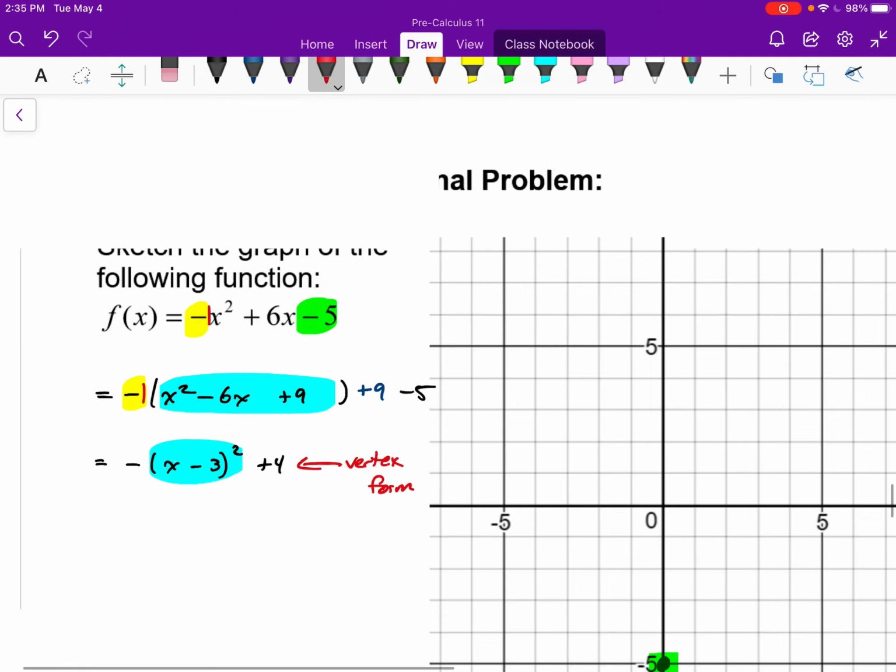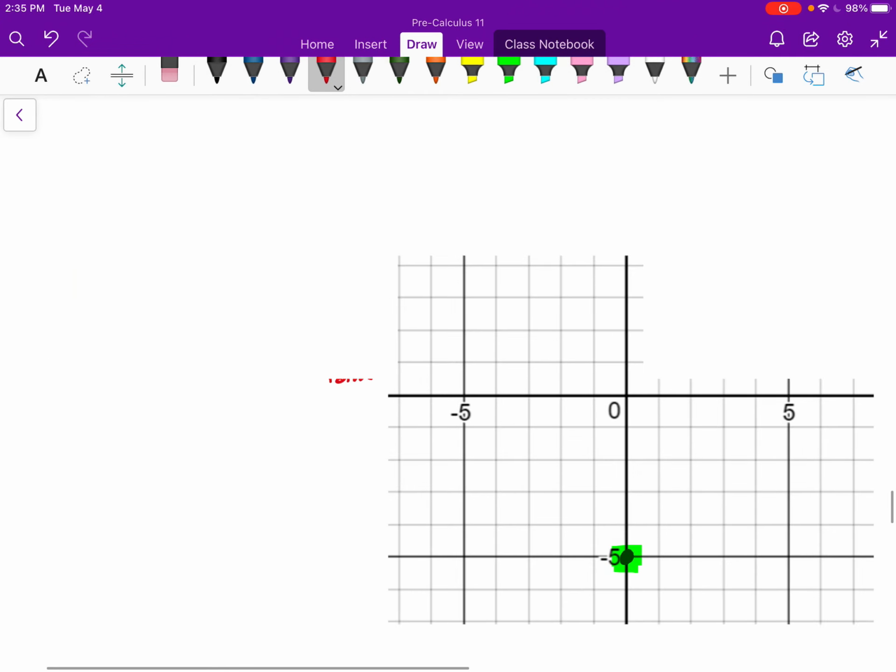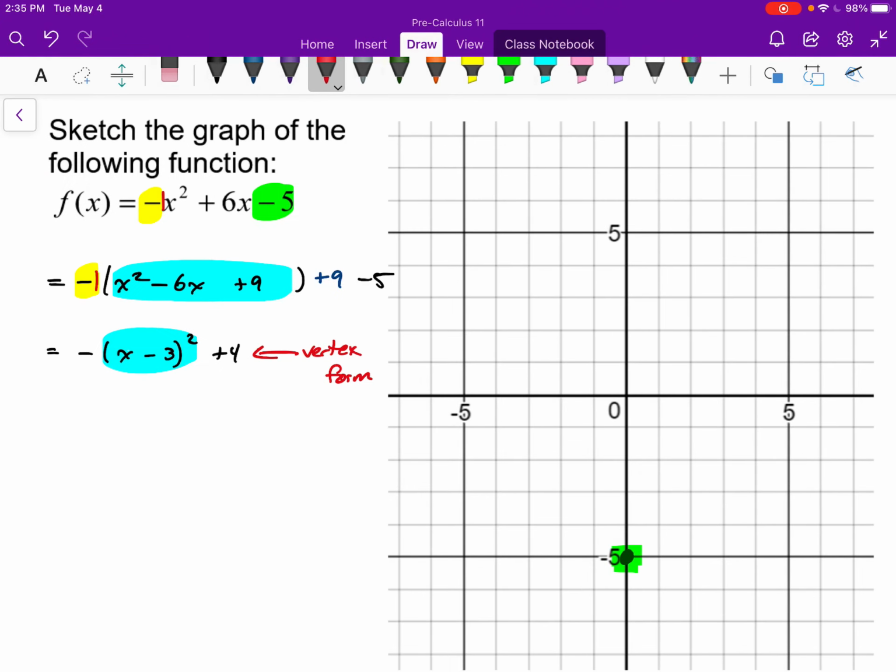Now I can really put all this together. I know the vertex is at 3, 4. So let me show that right now. 3, 4, it's right here. I know it's opening down. I know there's no stretch, it's just opening down. So I know my next points will be 1 to the right and 1 down, or 1 to the left and 1 down. I know my next points will be 2 to the right and 4 down, or 2 to the left and 4 down.